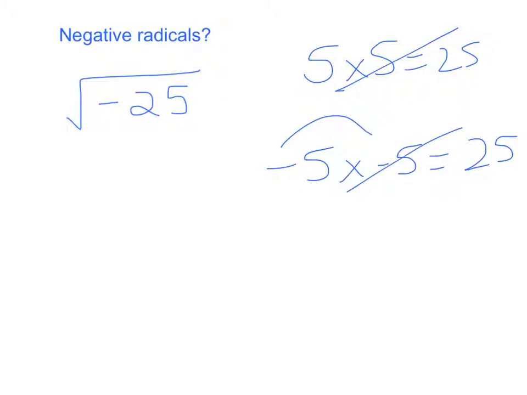So in terms of negative radicals, we could not simplify this question. It doesn't have a solution in real numbers. It has a solution in the complex numbers. And just for a little interest, i is equal to the square root of negative 1. So if you really wanted to put an answer down for this, the answer would be 5i.